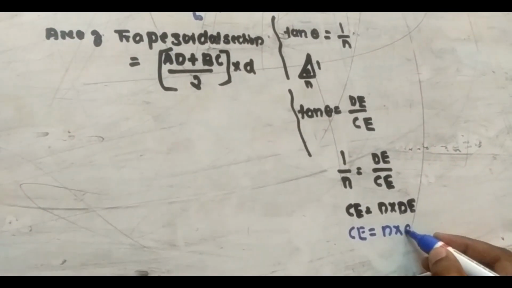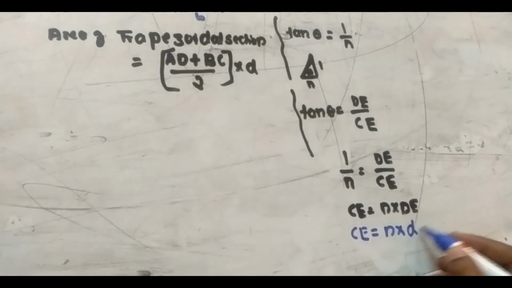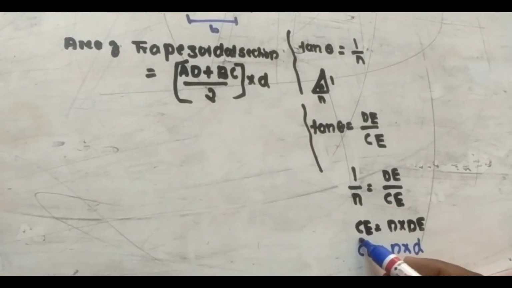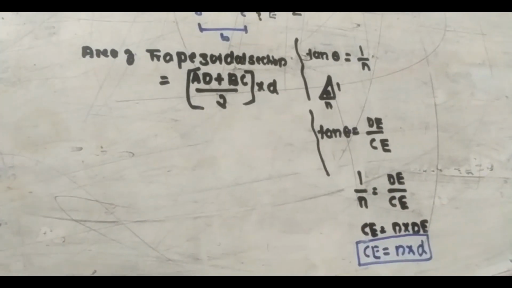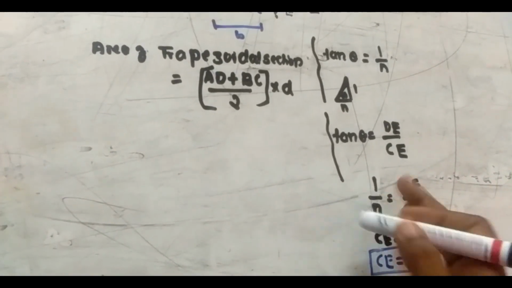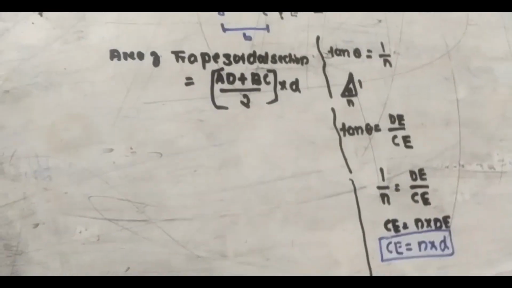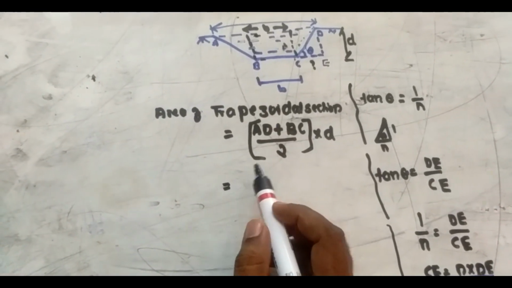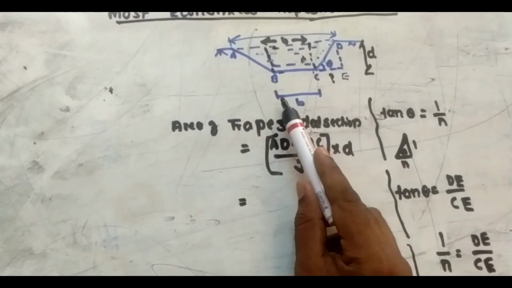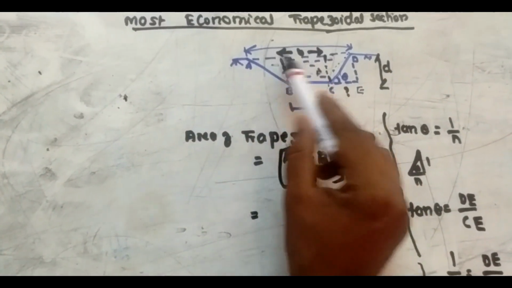So C is equal to n into d. Next, I will go for this equation, AD plus BE. So the area is equal to, this one is B and this one is B. And what about this?